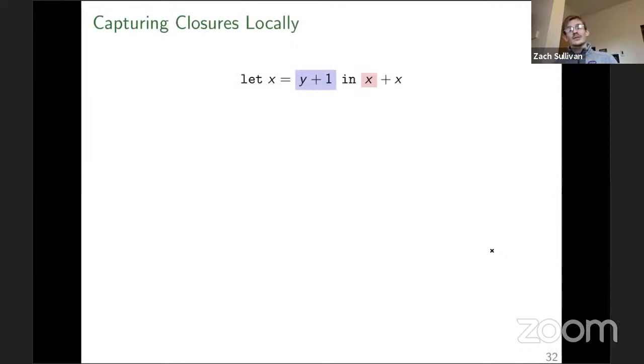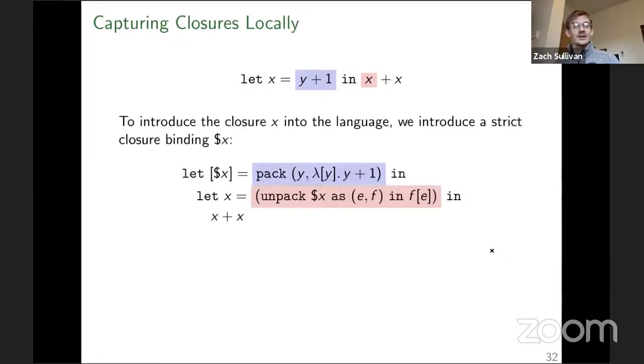How might we do this? Well, let's take this example program where we want to capture a closure for y plus 1. We do this by the same closure conversion, but here we introduce a strict let binding, which will force this package to look up the current value of y. If it was a normal lazy binding, it wouldn't do this.